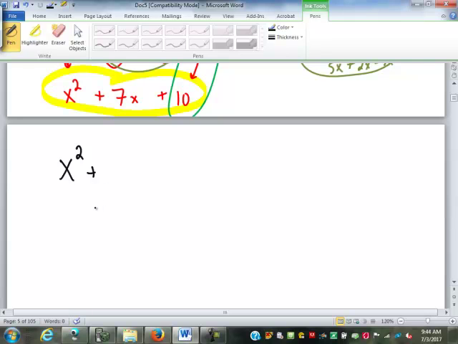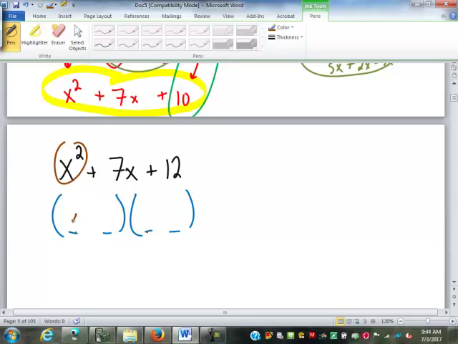So let's say I have x squared plus 7x plus 12. Are there any common factors? No, there's not. Because the number on the first one is a 1, and there's no variable in the last digit. So there's no numbers, no variables. So we're going to try the reverse multiplication. Well, we know those first digits must multiply to make the x squared. So that has to be just x and x.